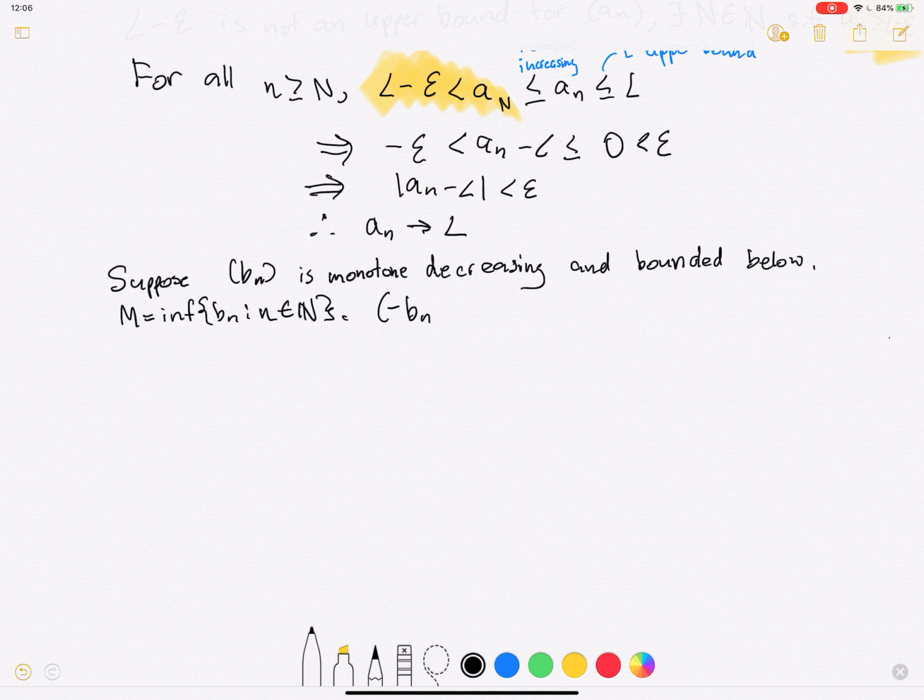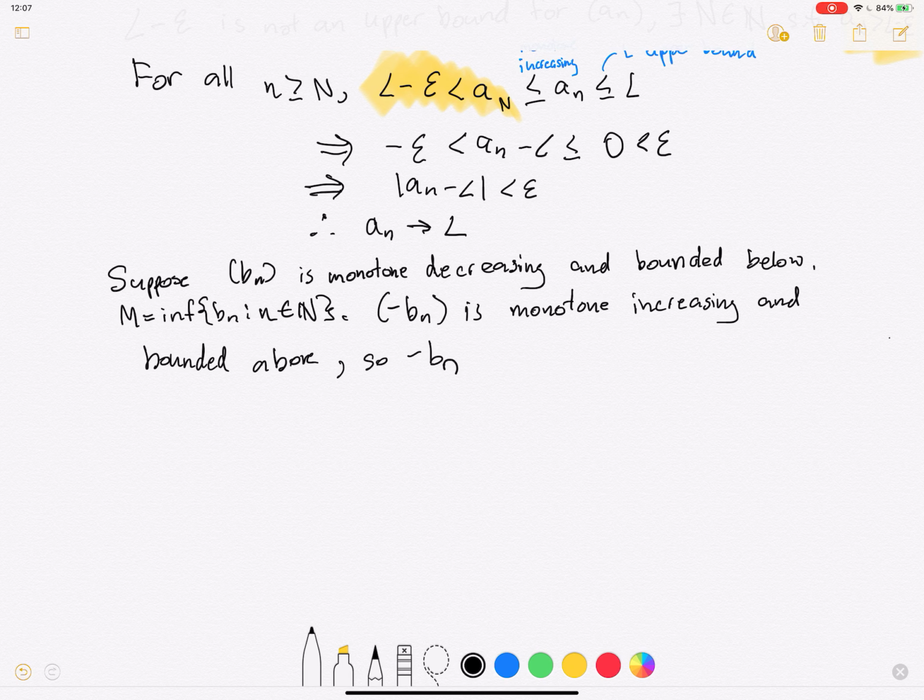The sequence negative b_n is monotone increasing and bounded above, because if we negate it, then we get that negative b_n, let's ignore this m equals inf part, approaches some L from what we said above, where L is equal to the supremum of negative b_n.